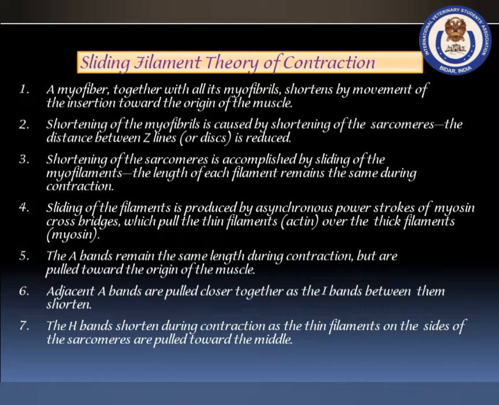The A band remains the same length during contraction, but is pulled toward the origin of the muscle. Adjacent A bands are pulled closer together as the I bands between them shorten. The H band shortens during contraction as the thin filaments on the sides of the sarcomere are pulled towards the middle. In summary, I band size decreases, A band remains the same, H zone decreases and disappears in maximum contraction. Sarcomere size decreases, size of actin and myosin remains the same.